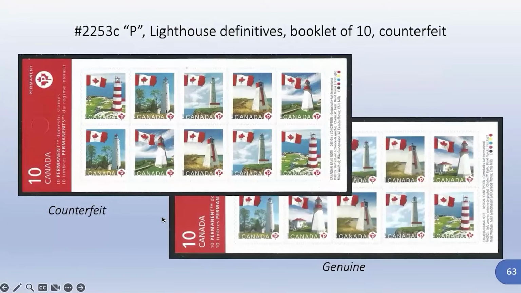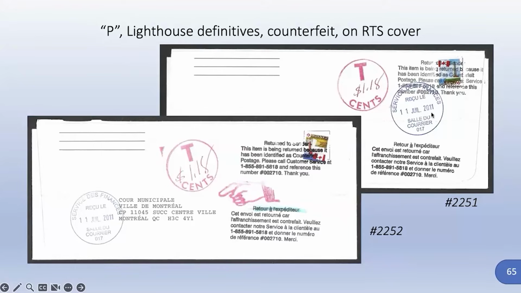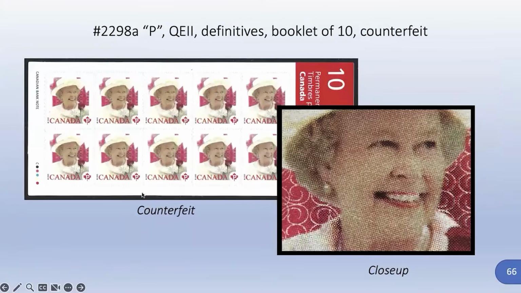Here's a Lighthouse Definitives booklet of 10, counterfeit, and we can see the quality of the printing, the matrix used, not nearly as sharp and not nearly as defined. So they weren't very good at reproducing those ones. These are the Lighthouse Definitives counterfeit on return to sender covers. Well, it's hard with no return address. These are people paying their city taxes or parking fines or something else, speeding tickets, sending their checks in, and deciding they're going to use a counterfeit. The majority of these counterfeits were all used in the Montreal area. Here's another booklet, counterfeit, and we can see that's not very well defined.